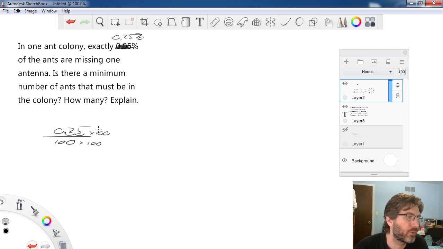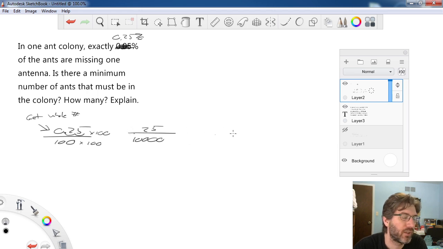If we only moved it 1 place, it would be multiplied by 10. We just want to get a whole number on top. So get this a whole number, and get a whole number here. In that case, you're going to get 25 out of, and then 100 times 100 is still that 10,000. And then when you simplify that, you can divide each of these by 25, because 25 is a common factor.